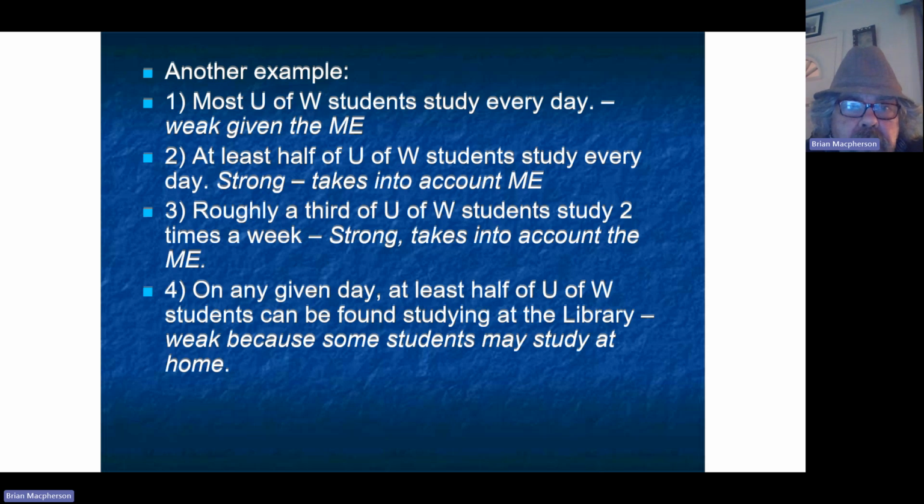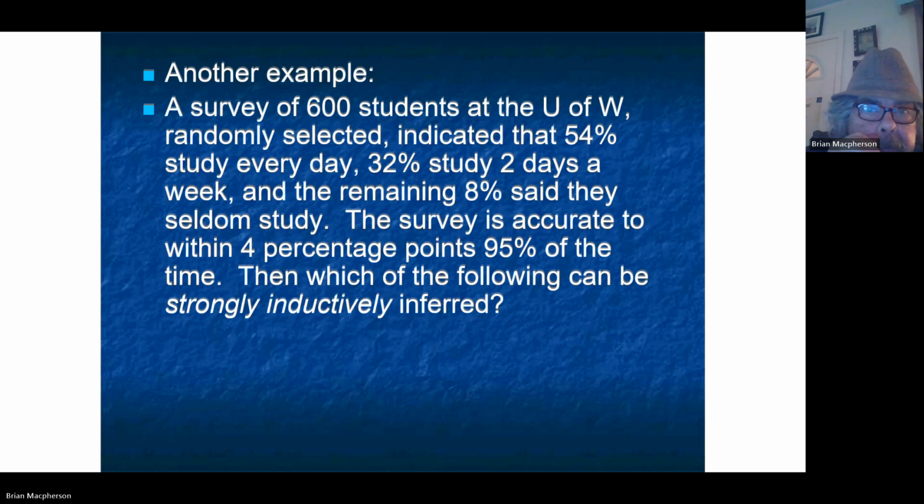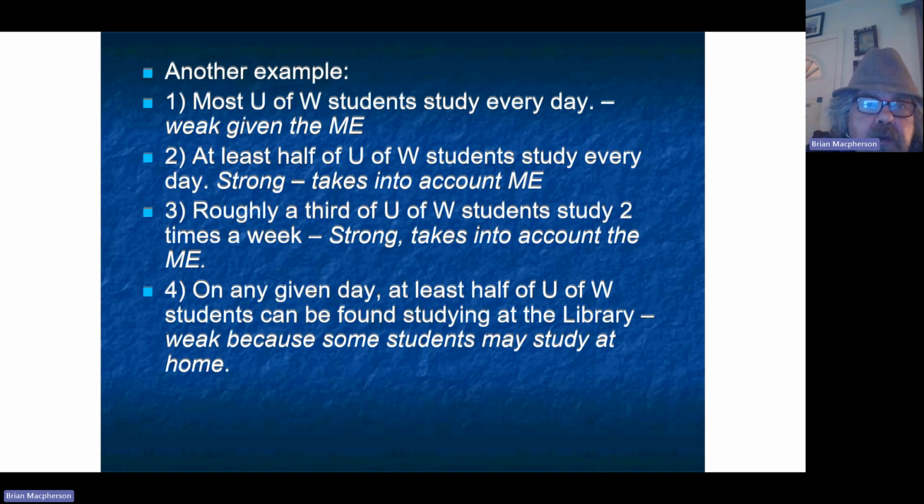Okay, let's look at number 3. Roughly a third of U of W students study 2 days a week. So what did I find out in my study? 32% study 2 days a week. That's roughly a third, right? And even taking into account the margin of error, it's roughly a third. So we can say that that is strong. It takes into account the margin of error. So number 3 can be strongly inductively inferred.